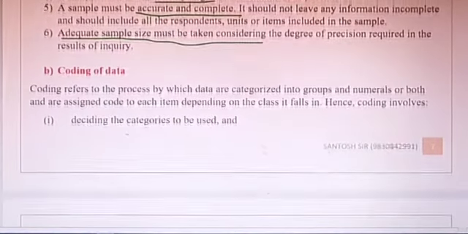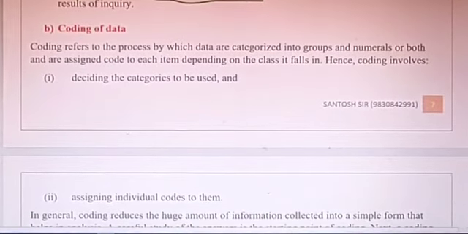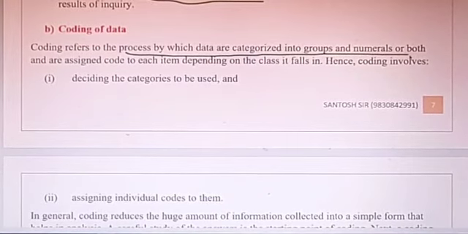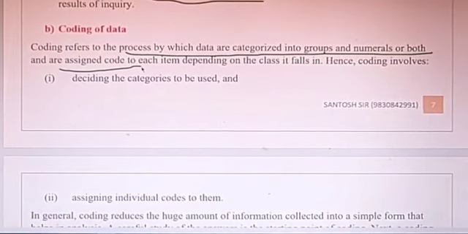The next short note is on coding of data. Coding refers to the process by which data are categorized into groups and numerals or both, and are assigned a code, right?